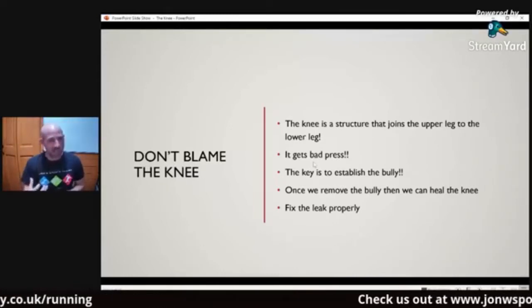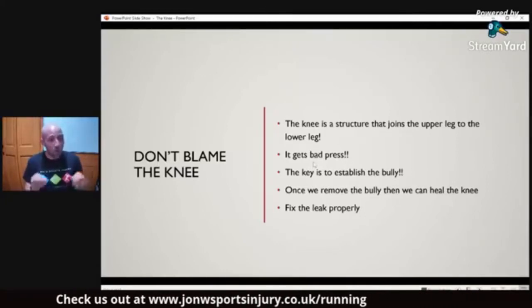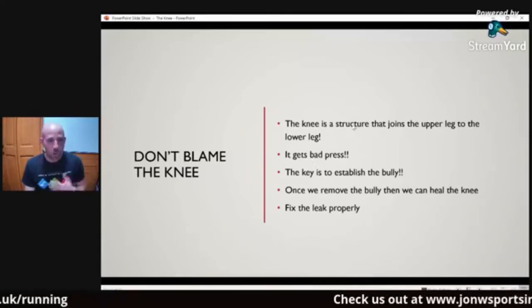So if you're suffering with knee pain, you can stop running, or you can put ice on your knee, or you can try and treat the knee, but that will be a short-term fix. You have to correct the problem. So hopefully that point is clear as to what we're looking to do there.